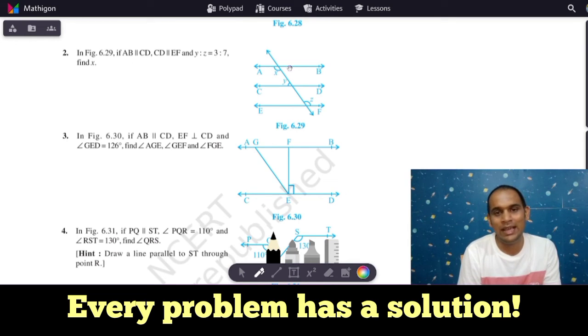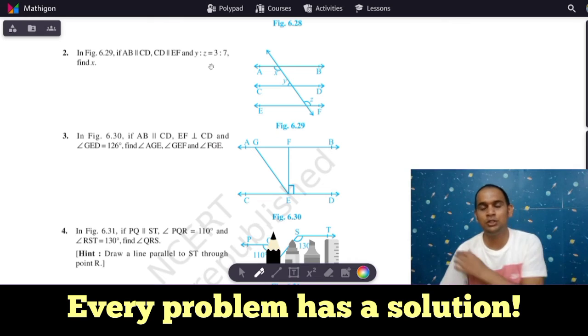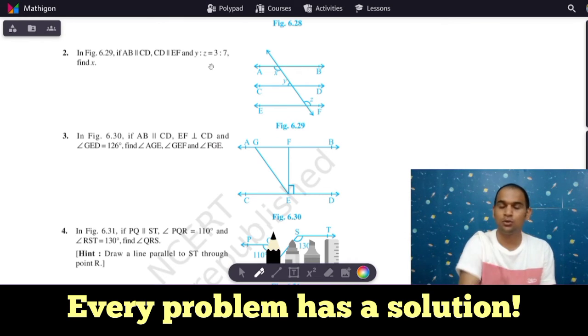Now, as you can see, AB and CD are parallel. CD and EF are parallel. That means AB will also be parallel to EF, and all the 3 lines are parallel to each other. We can say according to theorem 6.6, which we have. There's already a video. You can look into the description. I'll mention the playlist so that you can go and see all the similar videos and all the concept videos. This is only a problem solving video.